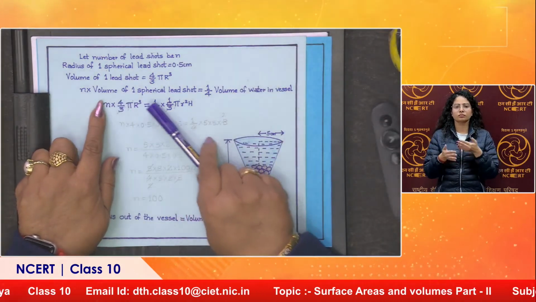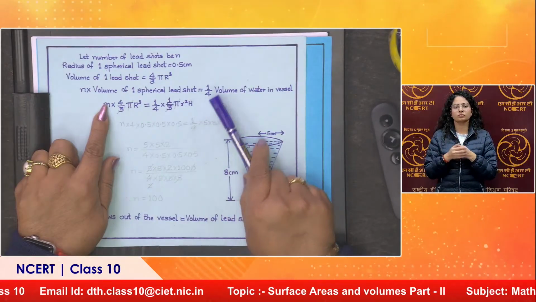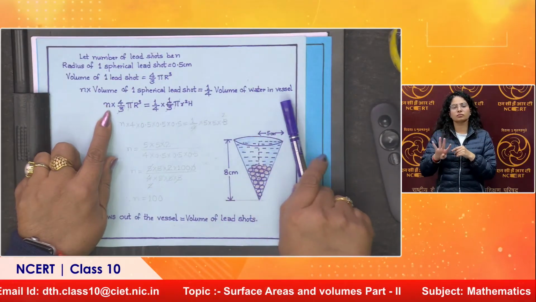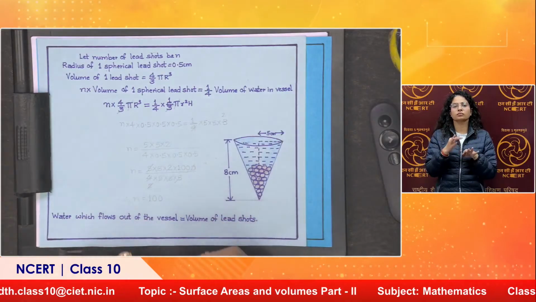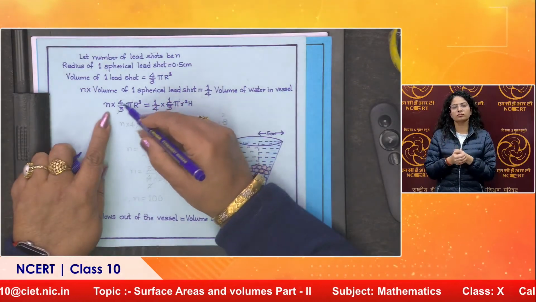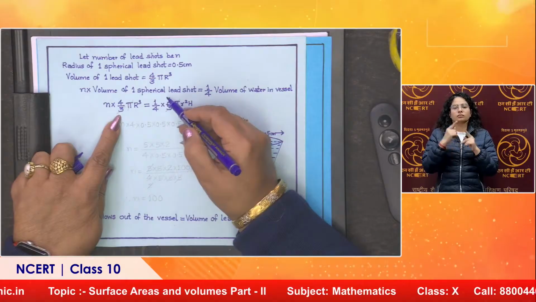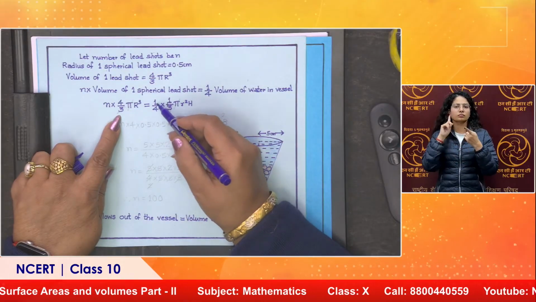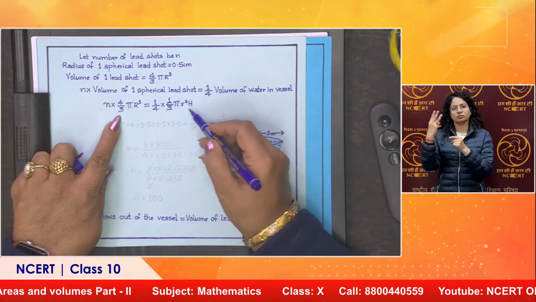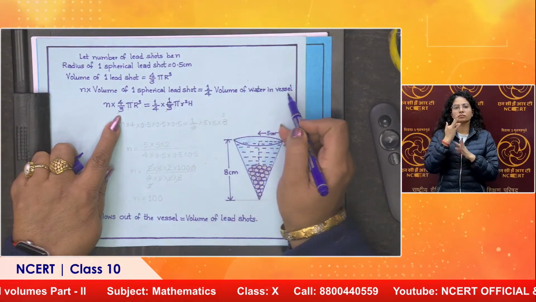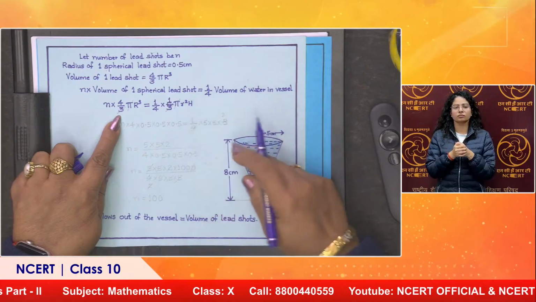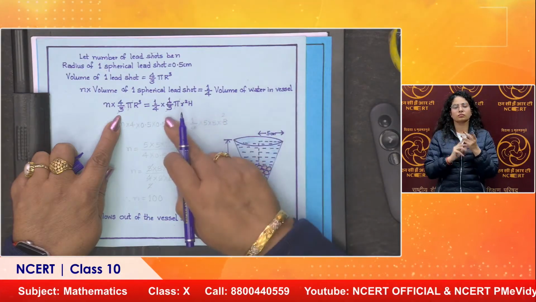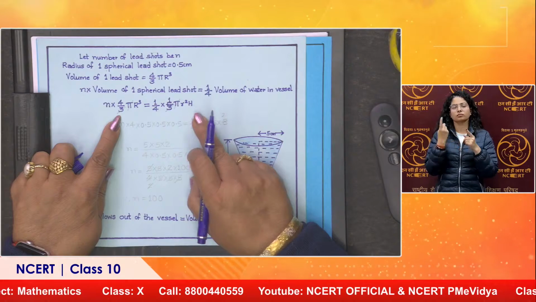N into volume of one spherical lead shot is equal to 1/4 of the volume of the water in the vessel. So, here it is very easy, because N into what is the volume of one spherical lead shot, children? 4 upon 3 pi r cube, that is equal to 1/4 of 1 upon 3 pi r square h, because volume of the vessel is what? It is conical in shape. So, 1/3 pi r square h is the volume of a cone.